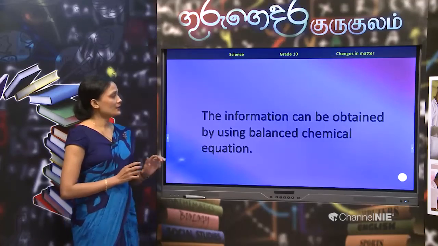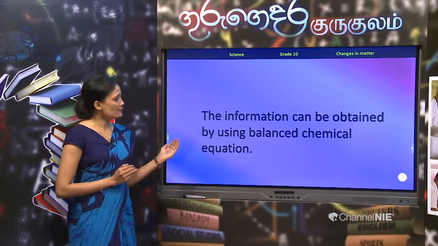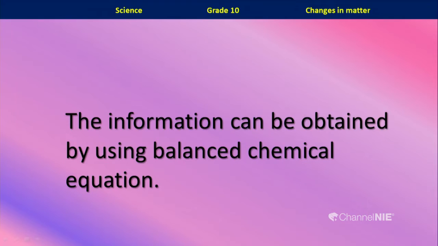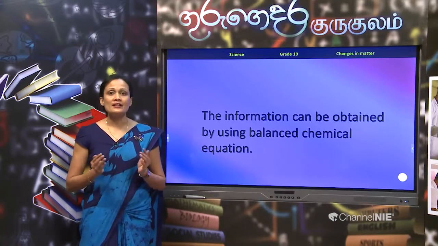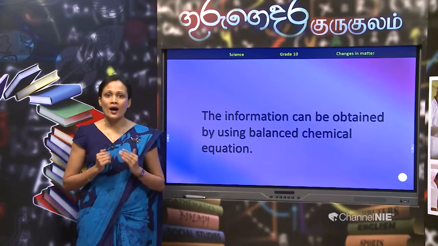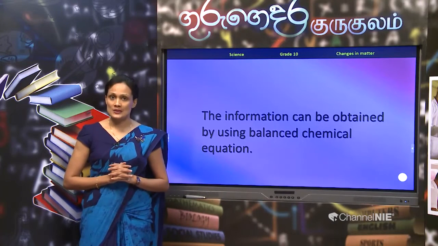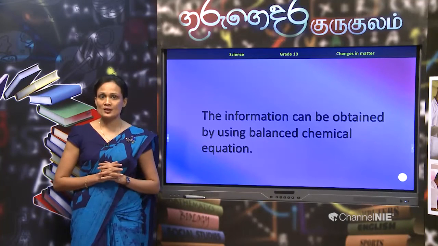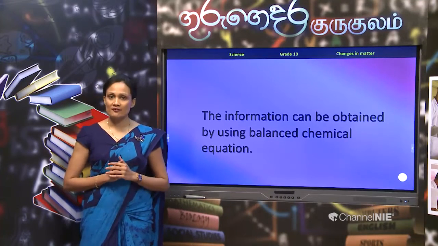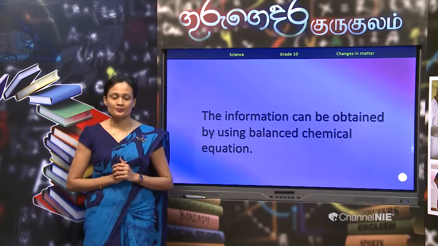Now I am going to continue the lesson with the information that can be obtained by using balanced chemical equations. In part 1 of this lesson, we discussed how to balance a chemical equation by using the inspection method. Today I am going to discuss the information that we can get from balanced chemical equations.